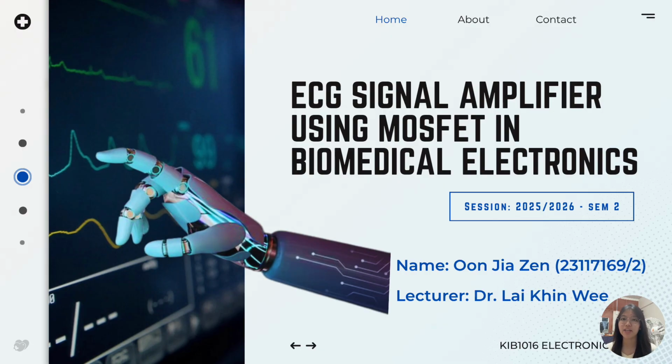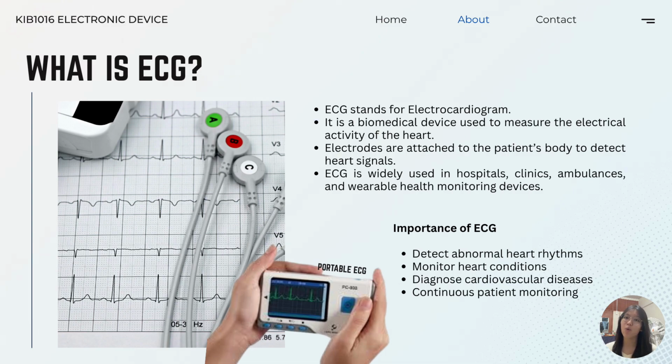MOSFET in biomedical electronics. This presentation will explain how MOSFETs are used in ECG circuits to amplify weak electrical signals from the human heart. I will also discuss the importance, working principle, applications, advantages, and limitations of this biomedical electronic system. First, let us understand what ECG is.